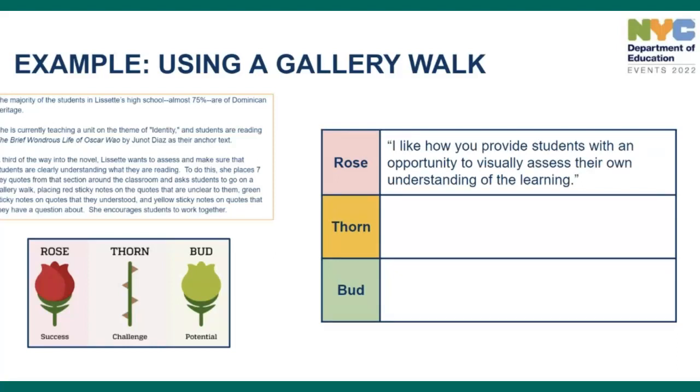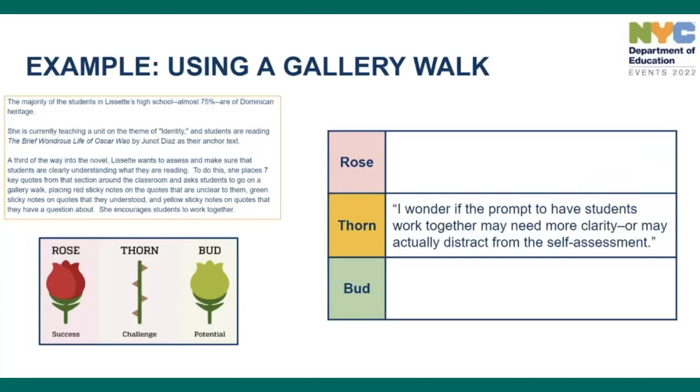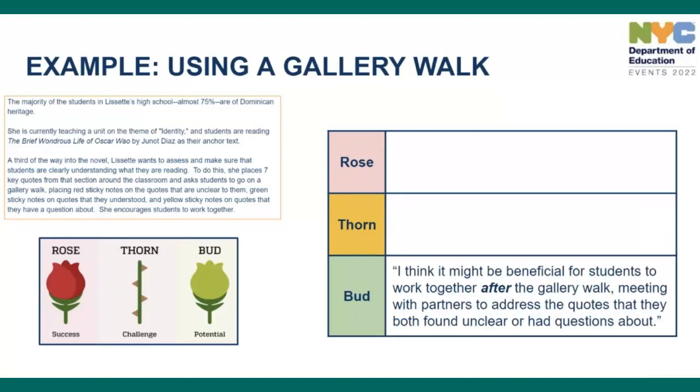So a rose: I like how you provide students with an opportunity to visually assess their own understanding of the learning. The thorn: I wonder if the prompt to have students work together may need more clarity or may actually distract from self-assessment. So while the prompt to collaborate by itself is not necessarily bad, it could be used more purposefully to make this a more complete example of formative assessment, which leads to our growth opportunity for Elicit, our bud.